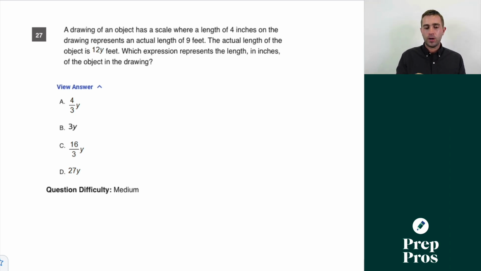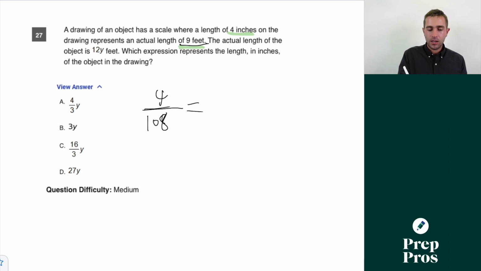Now, one thing I want to use is this first statement here. So 4 inches equals 9 feet. So that means this is going to give me my constant, or you can think of it as your conversion factor. Well, I'm going to express all of this in terms of inches here. So that could tell me, if I have 4 inches, it's going to be the same as 108 inches on the actual length. And I simply got that by doing 9 times 12.